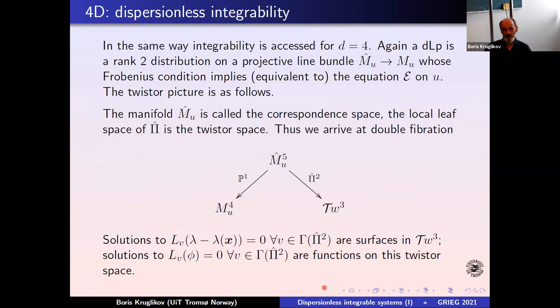For example, for D equal to 4, again, DLP is a rank 2 distribution over a projective line bundle. Or again, let's say a line bundle, because projective may be restrictive. Whose Frobenius integrability condition implies, or is equivalent to, the equation on u. Okay, so the twistor picture is more or less the same story, but the dimension grows by 1. So here's 4, here's 5, here's 3. Okay, and this story is the same.